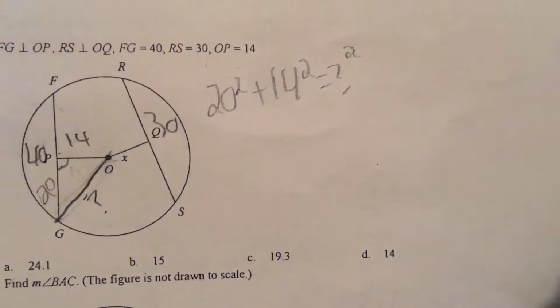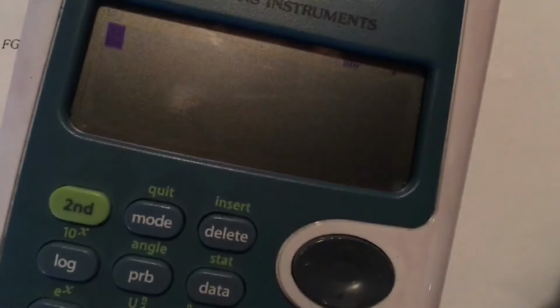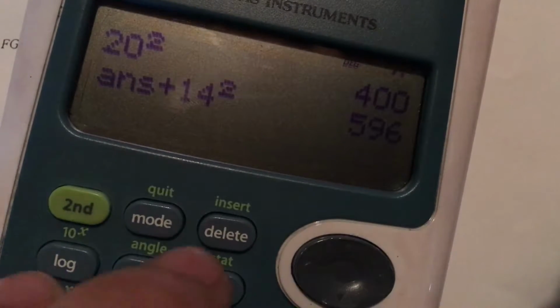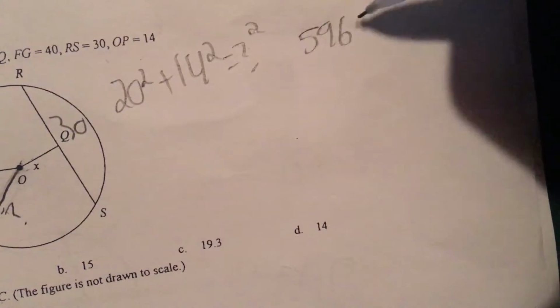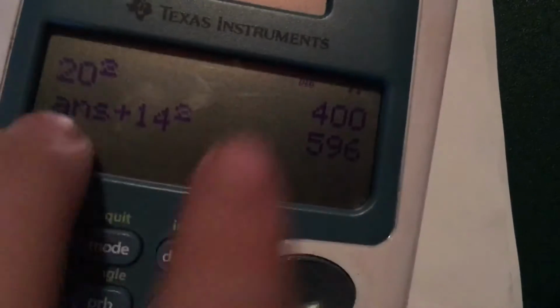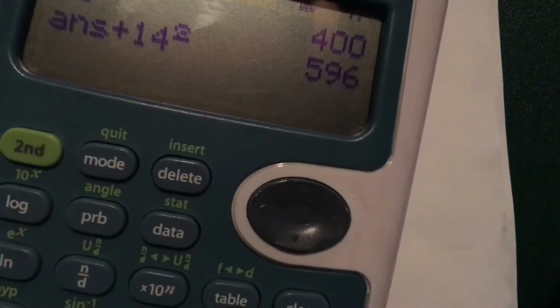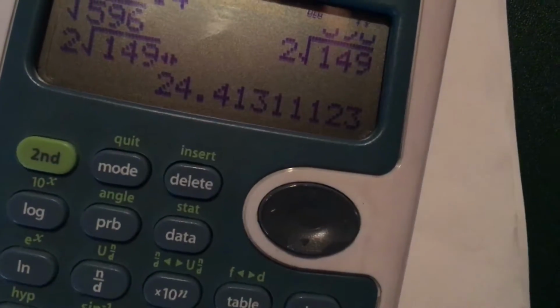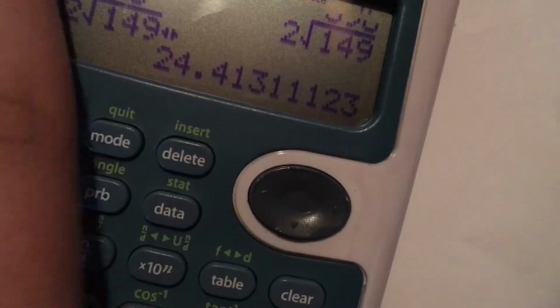And then 20 squared, let's just do this in our calculator. 20 squared is 400, plus 14 squared is 596. So the 596 equals question mark squared. And the square root of 596 is 24 point that.